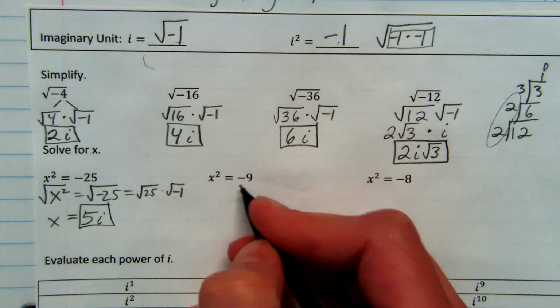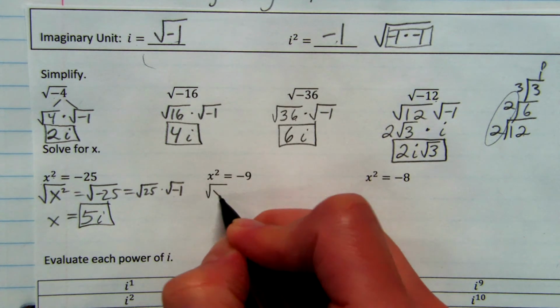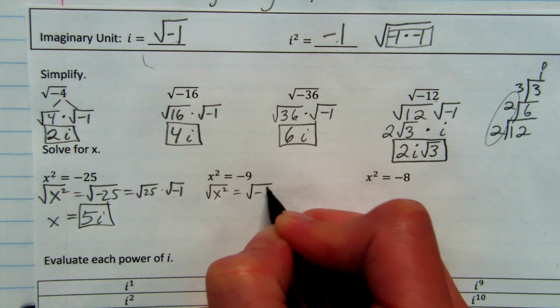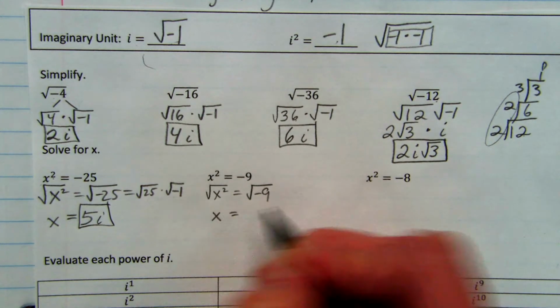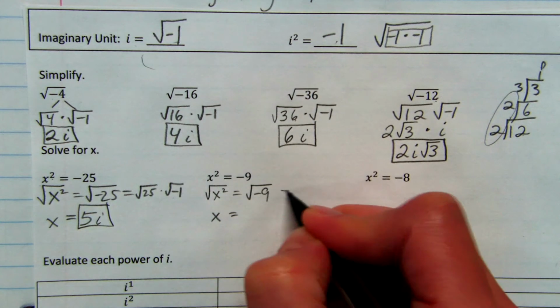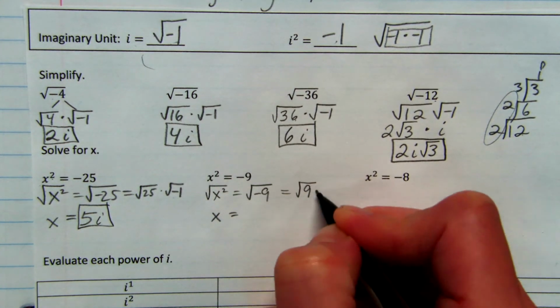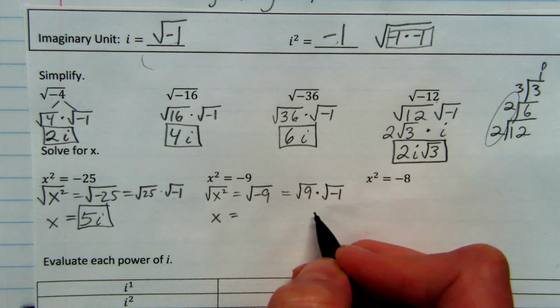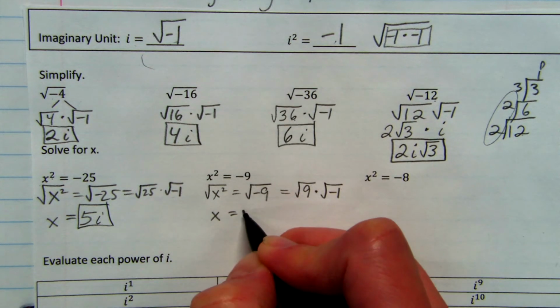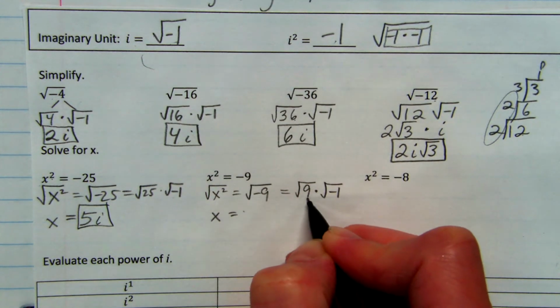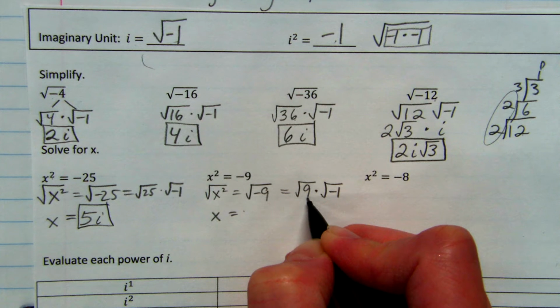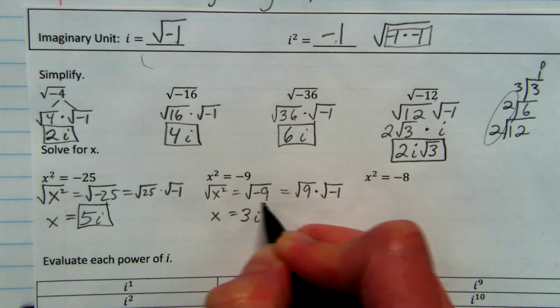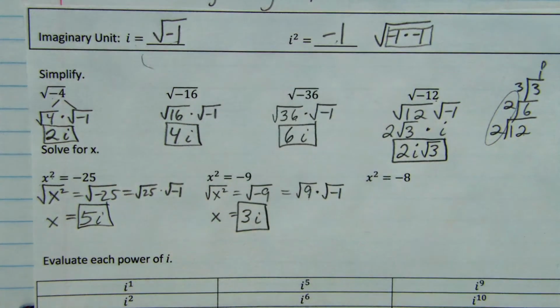So if I have x squared equals -9, I can square root both sides. I get x. And then I just have the square root of -9, which is going to be the square root of 9 times the square root of -1. So what's that going to be? Not 9i. What's the square root of 9? 3. So it'll be 3 times 3, so we get 3i. So make sure you're actually taking the square root of that number.